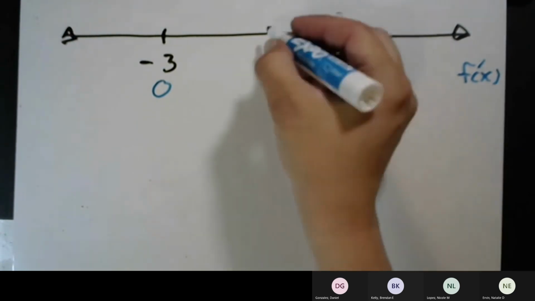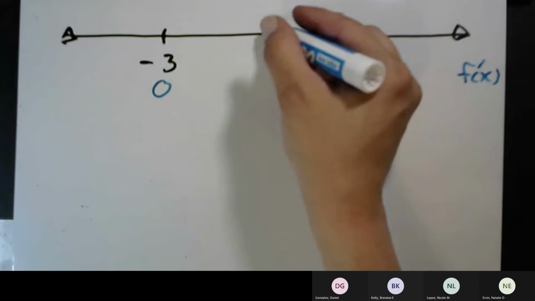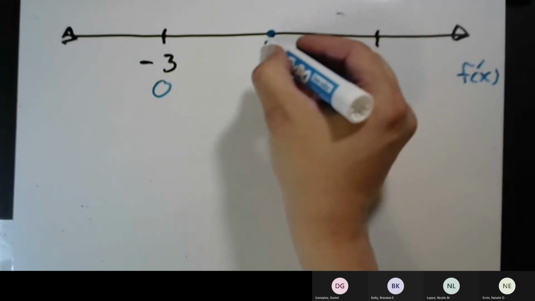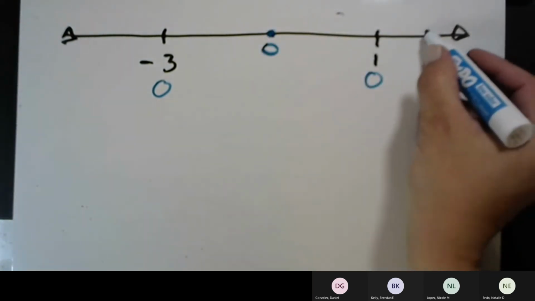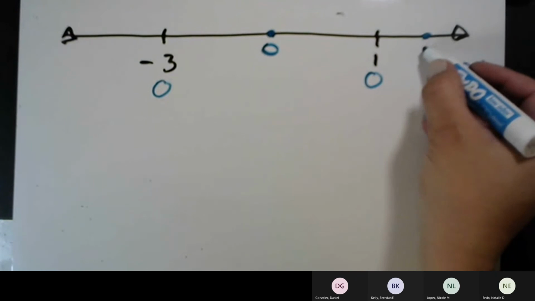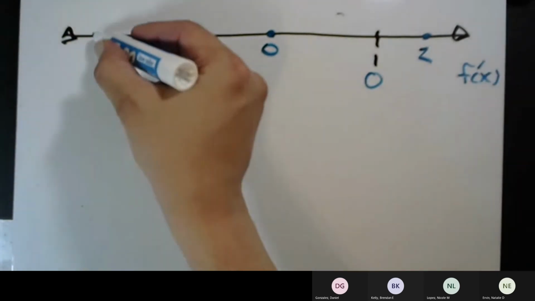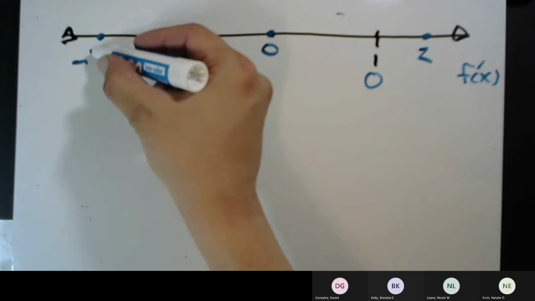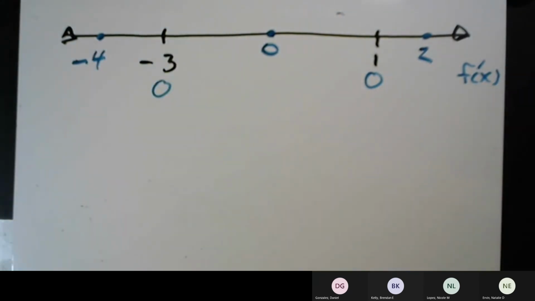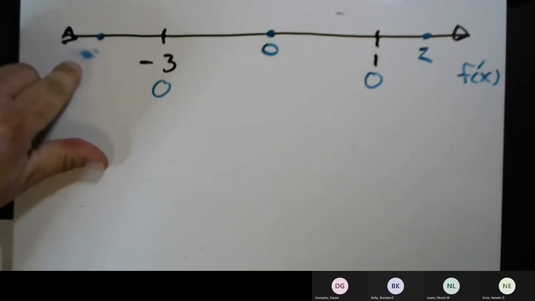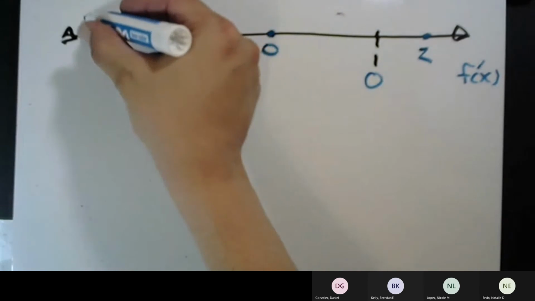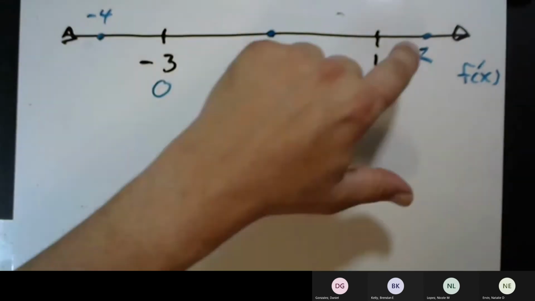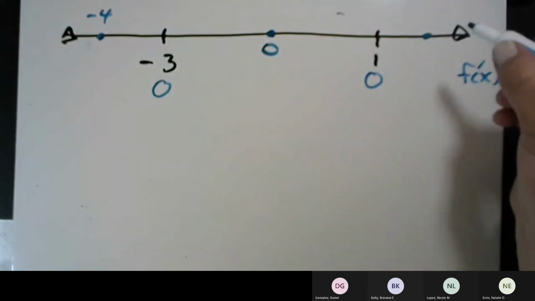So I'm going to choose some pretty, what I think are easy test points. I'm going to choose, say, 0. Let's choose, say, 2. Let's choose, say, no, maybe not terribly easy, but say -4. In fact, let me put these above so these are test points and not to be confused with the boundaries of our intervals.